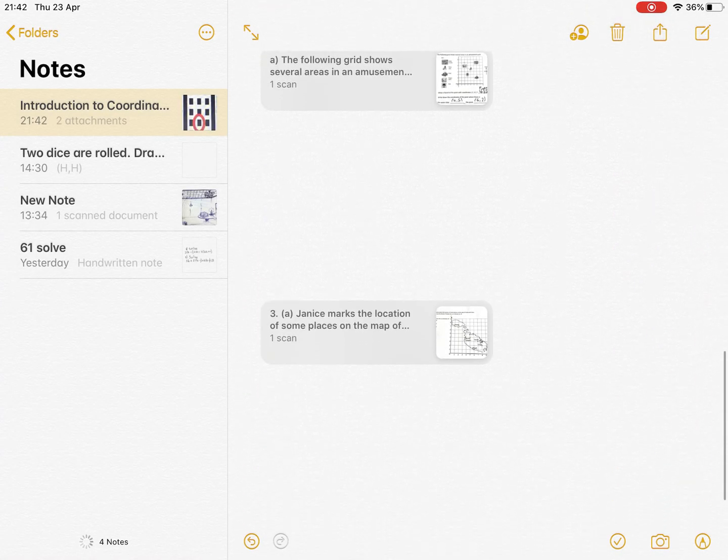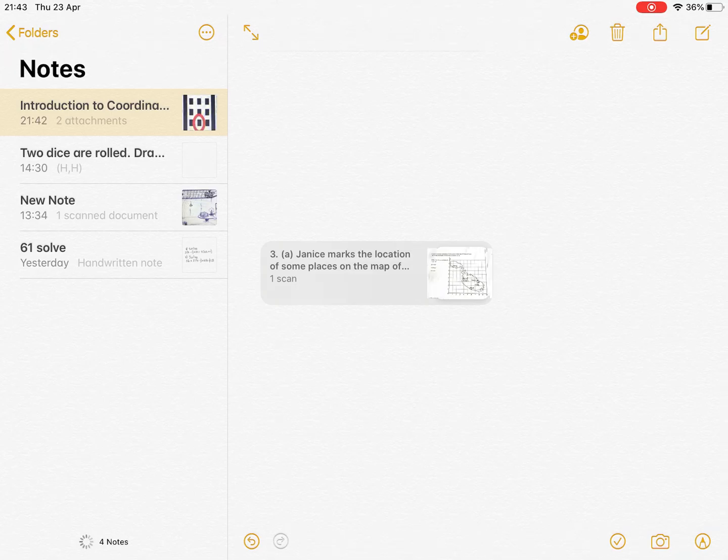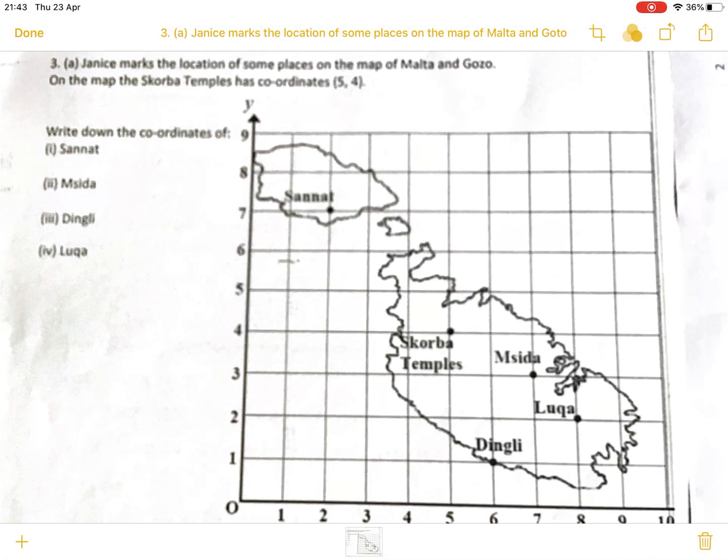Now, let's do another example. Janice marks the location of some places on the map of Malta and Gozo. On the map, the Skorba temples has coordinates 5, 4 because to arrive at Skorba temples we must move 5 units to the right and then we climb up vertically 4 units. So the coordinates of Skorba temples are 5, 4.